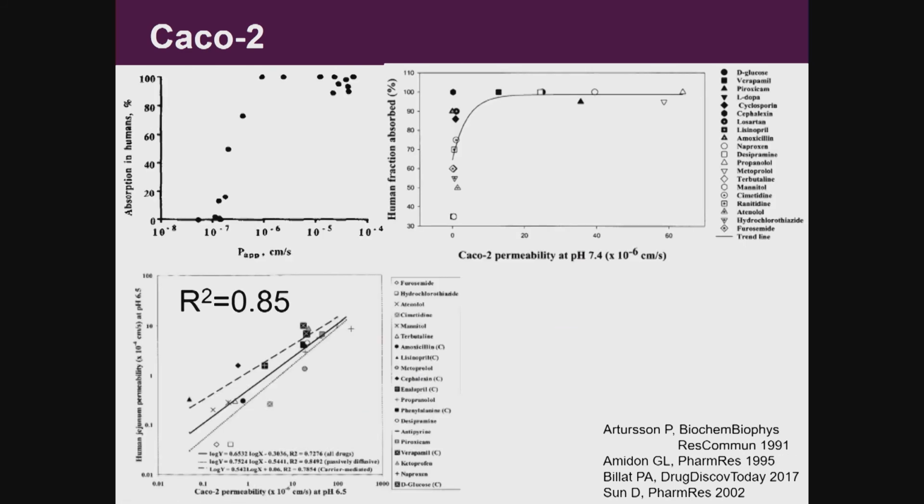This is some of the data associated with the Caco cell line. So here we see the apparent permeability, these top two graphs, plotted against absorption in humans. And so as you can see, the relationship is pretty decent. Here we see a different graph where the Caco permeability is plotted against the human jejunum permeability that is part of the BCS classification. And again, a reasonable correlation. So like any model, it's not perfect, but it is a tool.